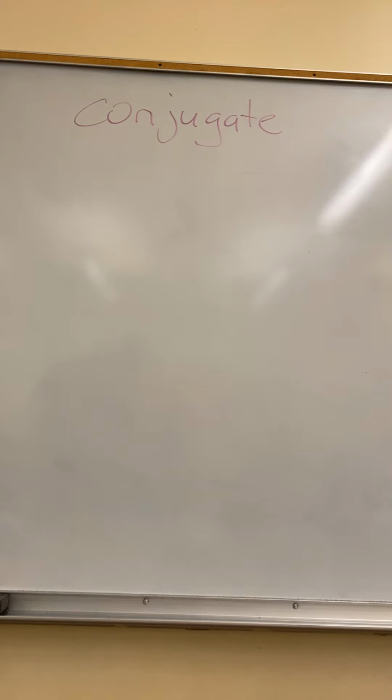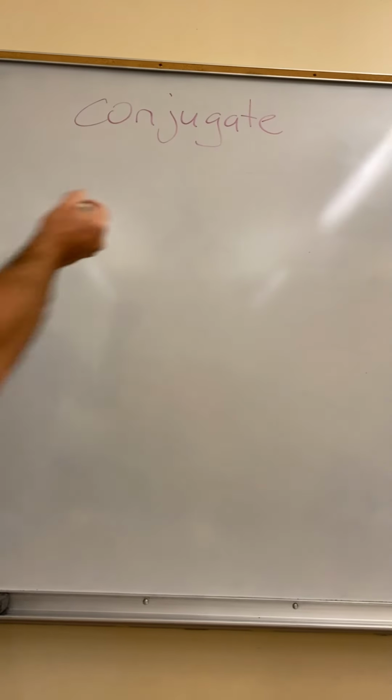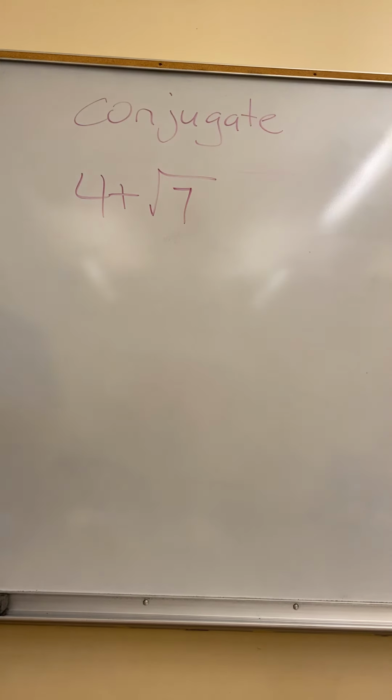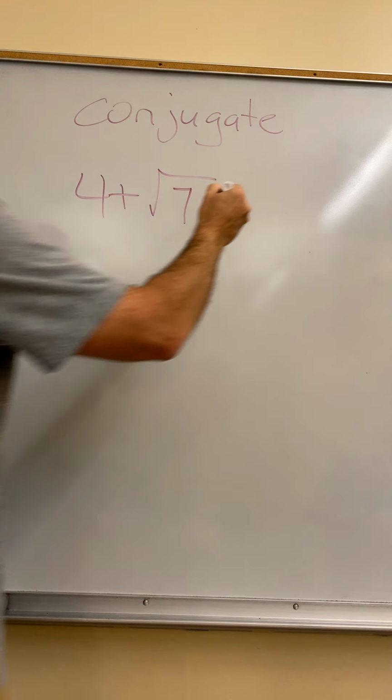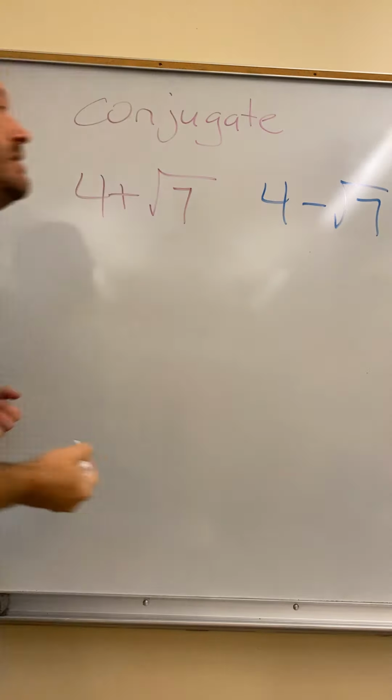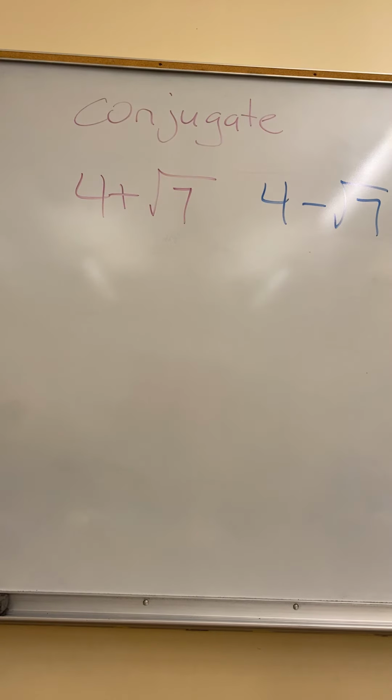So for this one with our conjugate, let's say I give you 4 plus the square root of 7. The conjugate is going to be 4 minus the square root of 7. So if I give you, and your denominator is 4 plus the square root of 7 on the bottom of a fraction, we're going to have to get rid of that.